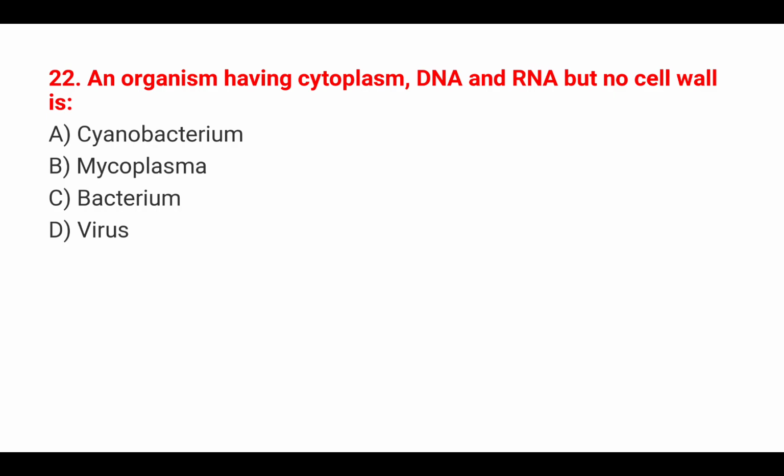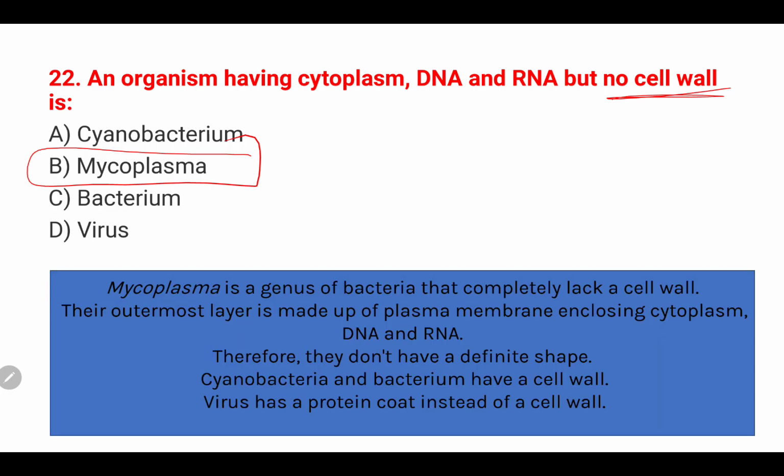Now let us move on to the 22nd question. An organism having cytoplasm, DNA and RNA but no cell wall is, see, cyanobacterium, they have cell wall, mycoplasma. Mycoplasma, it is a genus of bacteria, but they completely lack what? Cell wall. Their outermost layer is made up of plasma membrane enclosing cytoplasm, DNA and RNA. They don't have any definite shape because they don't have cell wall.